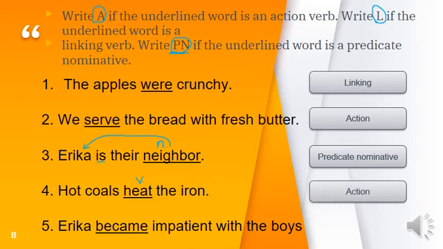Number 5, Erica became impatient with the boys. Okay, there must be a period at the end. Erica became. Here I have to think of the verb became. Is it a linking or an action verb? Okay, so first of all, I can change it with was and reread the sentence and see if it makes sense. Erica was impatient with the boys. Yes, it makes sense. It has a meaning. So this is a linking verb.